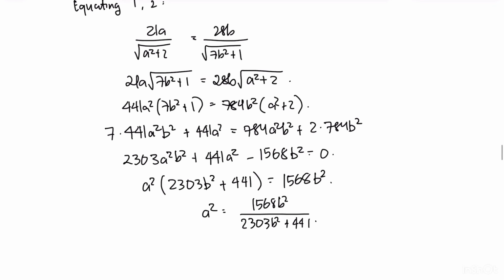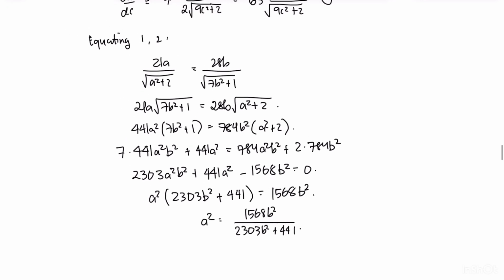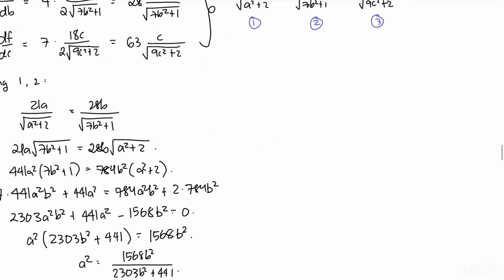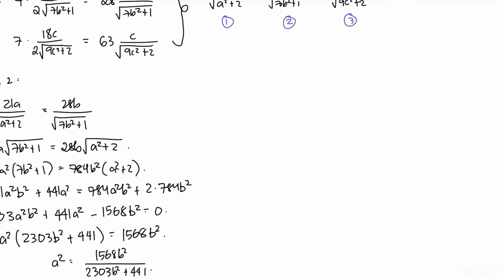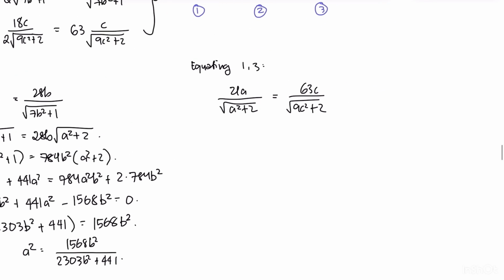Now we have a in terms of b, but we have to do this for equation 1 and 3 also. So I'm gonna do this here. So equating 1, 3. So doing the same thing. 21a all over square root of a squared plus 2 equals 63c all over square root of 9c squared plus 2. So we do the same thing. We do the cross multiplication and then squaring both sides.